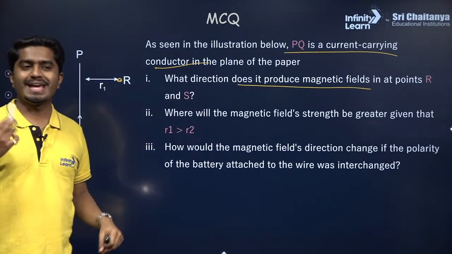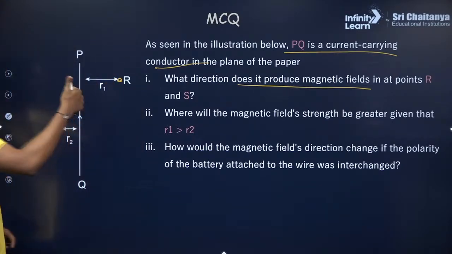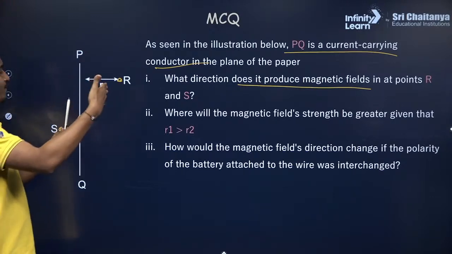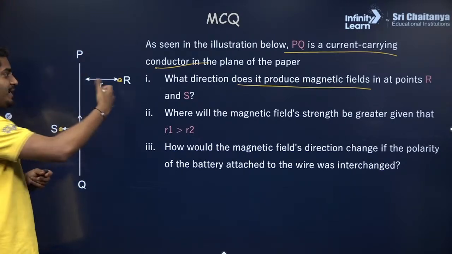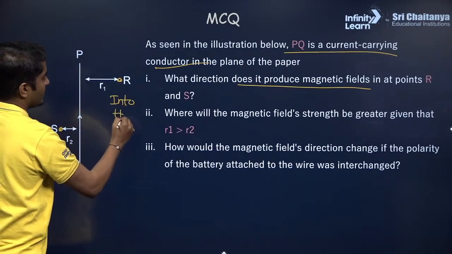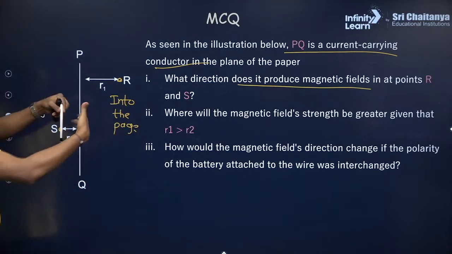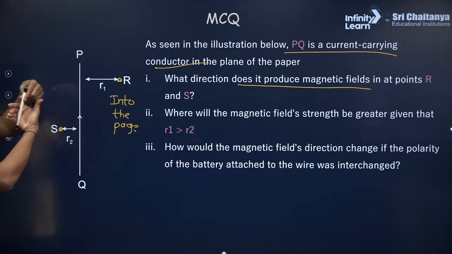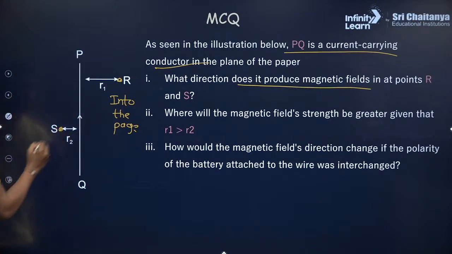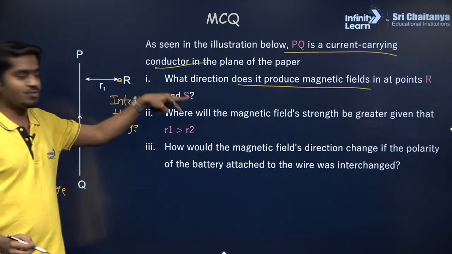So how do you know the direction? We use the right hand thumb rule. Hold this conductor in your right hand. So at R, the magnetic field is going into the page, and at point S, these magnetic field lines are coming out of the page. So here we have out of the page magnetic field lines. That is the answer for the first one.